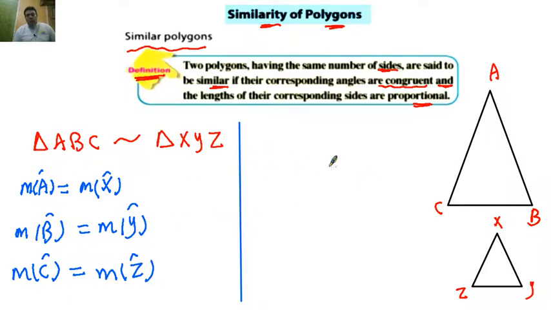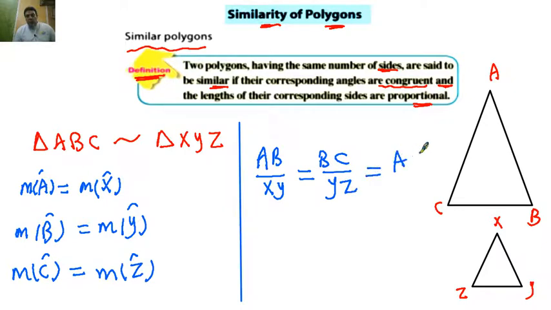The corresponding sides are proportional. This means AB, the first side, over XY, the first side, equals BC, the second side, over YZ, the second side, equals AC, the third side, over XZ, the third side. Then the corresponding angles are equal and the corresponding sides are proportional.